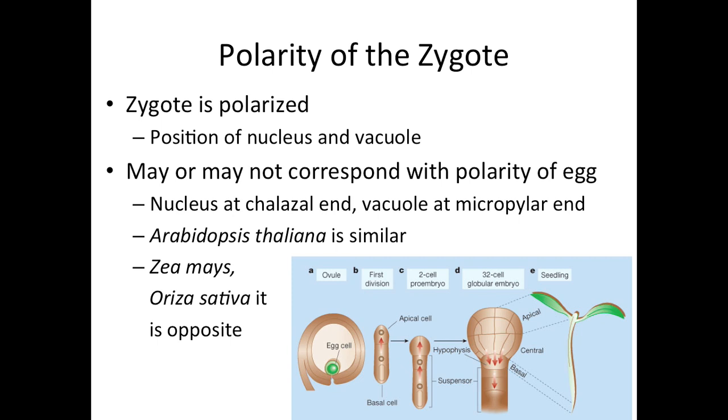Okay, so the seed is also going to be polarized. You're going to have the chalazial end and the micropylar end. And as the egg cell grows and divides, it establishes the polarity of the zygote and the embryo. So the orientation of the embryo is determined before the zygote is even formed because of the micropylar end versus the chalazial end.